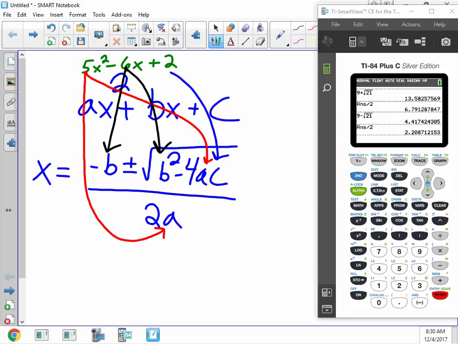Now, a couple things you need to know. A is always the x squared term. Even if your quadratic is out of order, A is always the x squared term. So I recommend when you look at a quadratic, you put it in the correct order. B is always the x term, and C is always the constant.